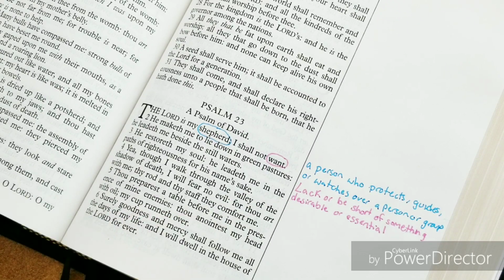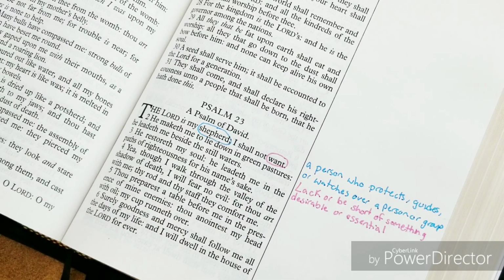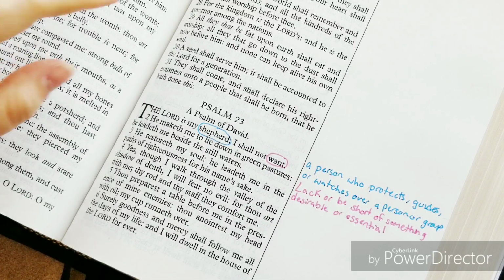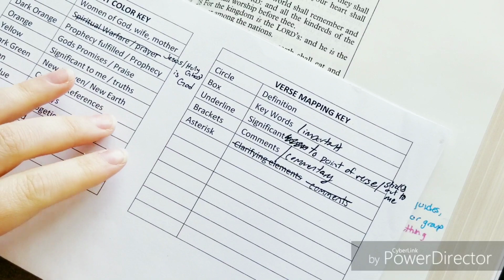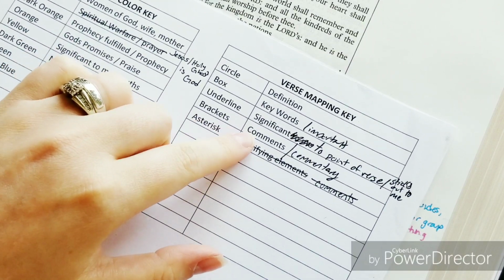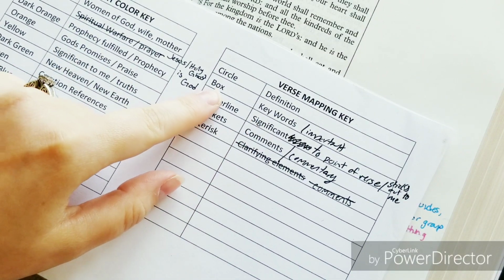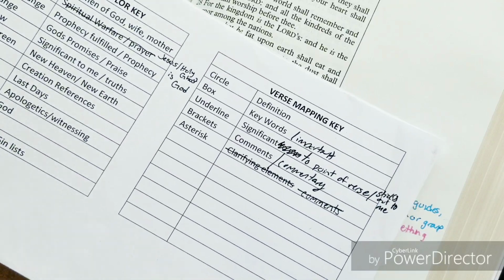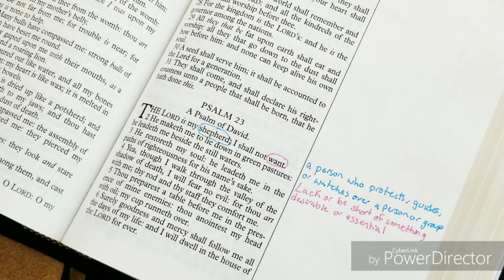So that's that. So the next thing I look for is, are there any key or important words or phrases that I want to mark? So in my verse mapping key, for key words or important words or phrases, I box in. So it's normally something that sticks out to me because it is the point of the chapter, book, or it supports or connects to anything in the Old or New Testament. So I see a connection there.